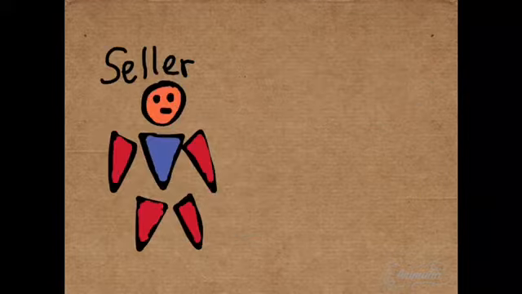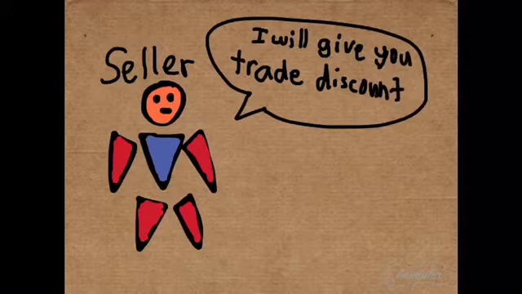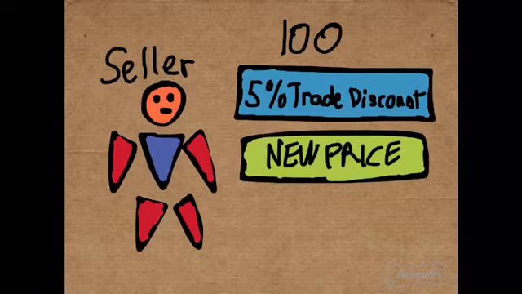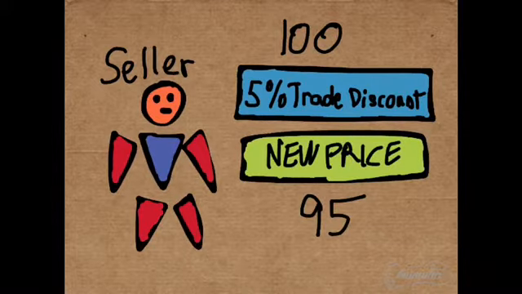Sometimes you as a seller would give a trade discount to a customer, which is always deducted from the list price prior to recording the accounts receivable. That means if you try to sell an item for 100 and you gave a 5% trade discount, the receivable is recorded as 95 right away.